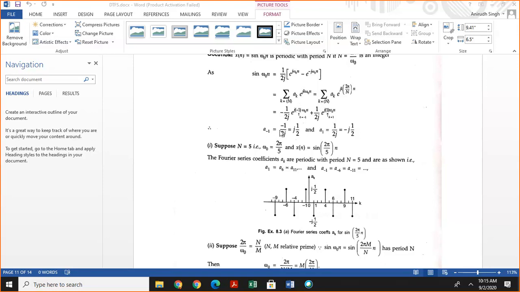So a minus 1 is written as minus 1 by 2j, or you can write this as j by 2. You multiply by j, and j square is minus 1, so the minus signs cancel. So it is equal to j multiplied by half. And similarly, a1 is equal to minus j by 2.